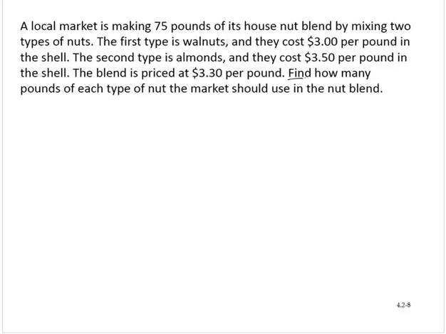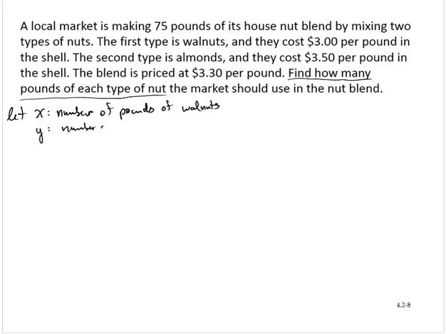Alright, so find how many pounds of each type of nut. There's two different types, so there's two unknowns. I'm going to say let x represent the number of pounds of walnuts, and I'm going to let y represent the number of pounds of almonds.